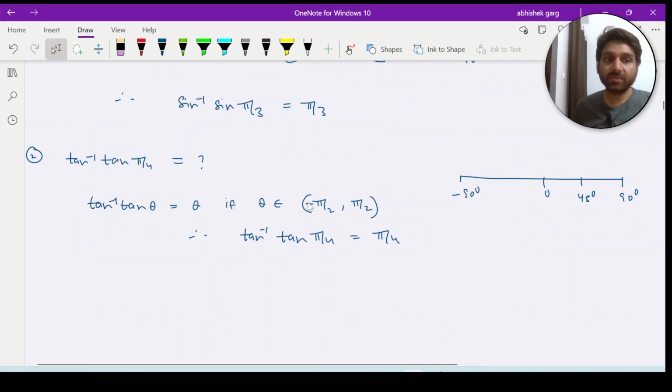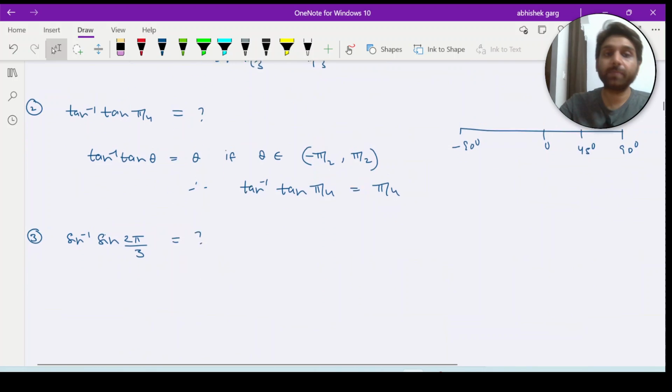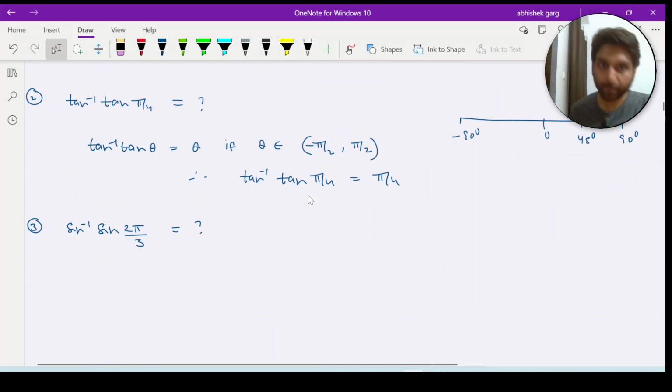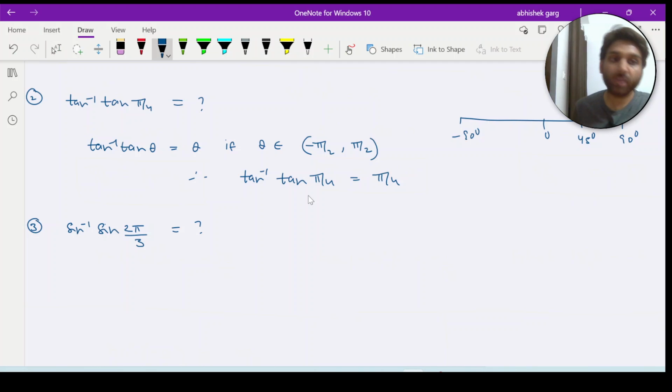Now let us look at another example. Let us say they are asking you sine inverse of sine 2 pi by 3. What is the value of sine inverse sine 2 pi by 3? Now how do we go about this? What is the property? The property is sine inverse of sine theta is equal to theta.